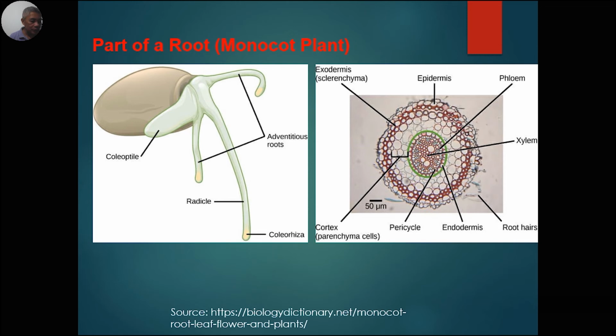And the endodermis, this is an inner layer of cells in the cortex of a root, and of course, surrounding the vascular bundles. Then the root hairs, the xylem, and the phloem, and these constitute the different parts of the roots of a monocot plant.